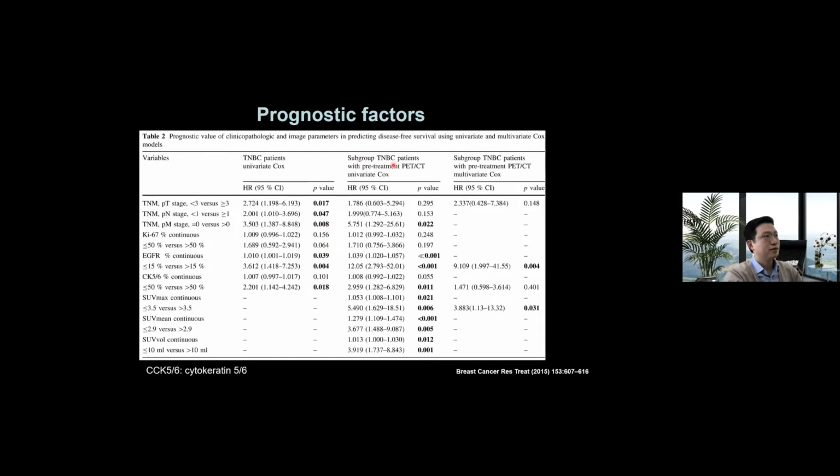And in a subgroup of those 200 patients, there were 79 patients who had FDG PET-CT scans, and those FDG PET-CT scan values were predictive of disease-free survival, even though it's only a baseline scan. And even after adjustment for the known prognostic factors, the SUV max was still predictive of disease-free survival, which means it's an independent prognostic factor over TNM staging.